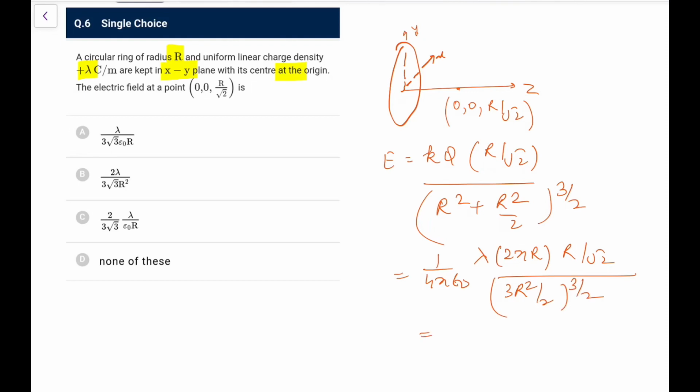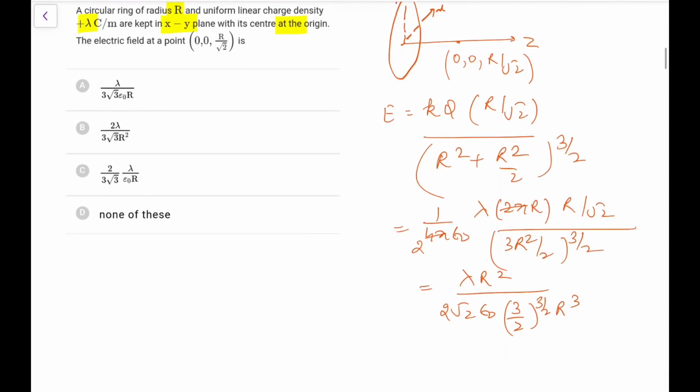So what I now have, this is 2 pi, so this will become 2. And so if I do the above, lambda r square, I get 2 root 2 epsilon naught, and I get 3 by 2 to the power 3 by 2 into r cube. Okay, so r would be in that thing. So 2 root 2 and 2 root 2 will get cancelled. So what I will have is lambda upon 3 root 3 epsilon naught r. That is what I am left with. Is there any option? Yes, the first one is like this.